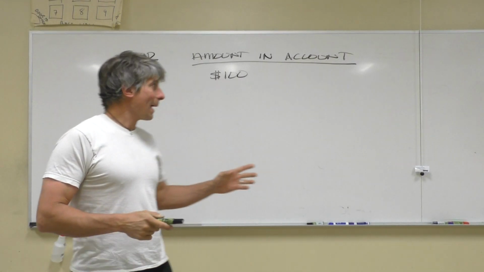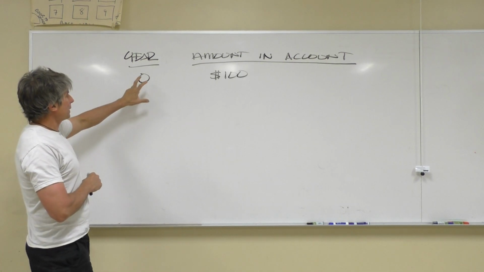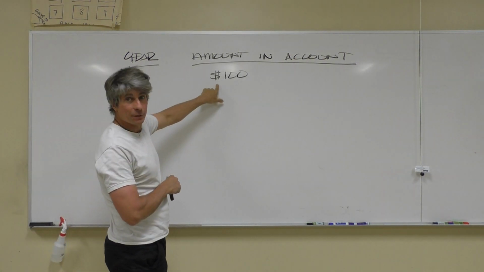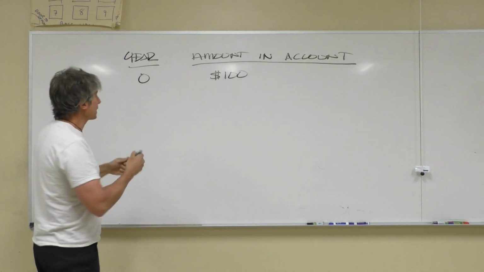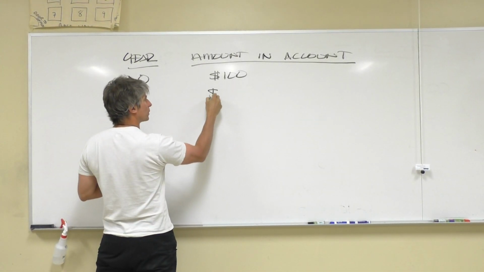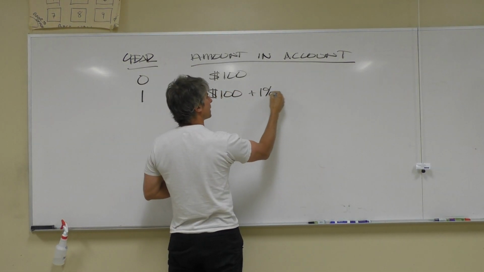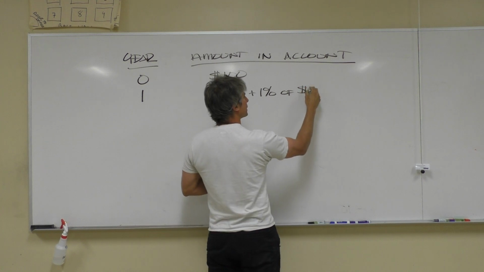Friends, so we're back to our savings account on the board. In the beginning of the account, we deposit $100 into it. Now, in year one, if you remember, the way we worked out year one before was we took the original $100 and then we added 1% of that $100.